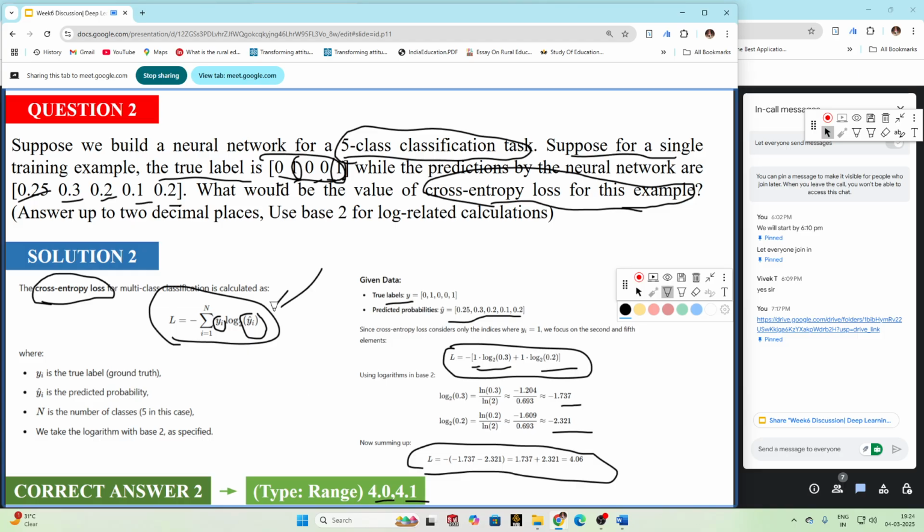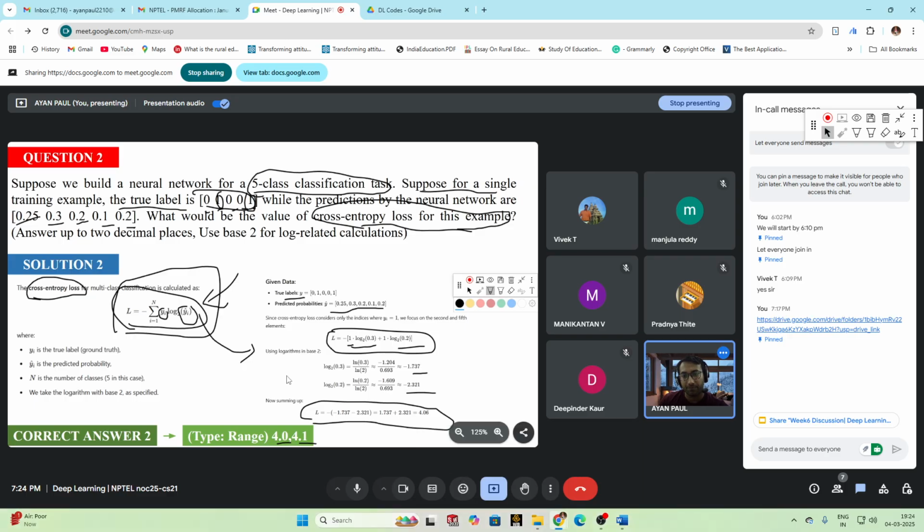So the main thing is just to know the formula of the cross entropy loss. If you know the formula, you can easily calculate the value, because everything is given. Your true label, that is the real output, and the predicted output are both given. Here yi is the true label and yi hat is the predicted output. Just put the values and you will get the loss. So the loss will be 4.06. It is in between the range 4.0 to 4.1. So is it clear to all of you? Yes, sir.